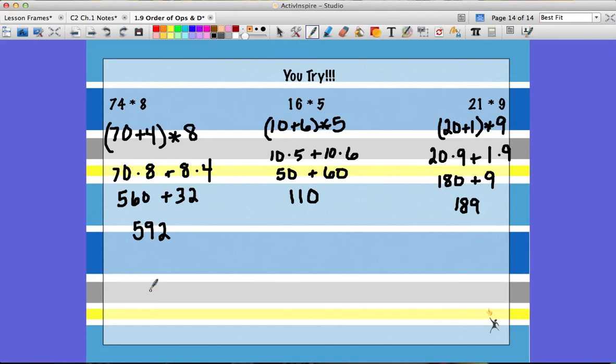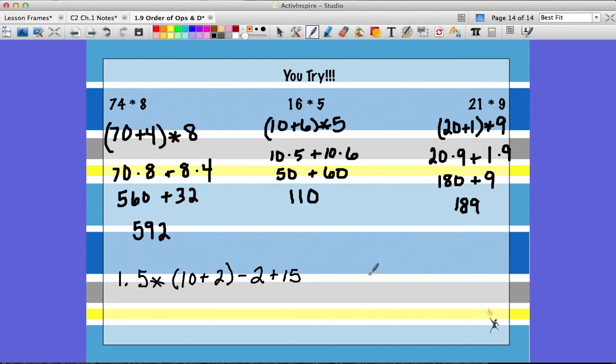Alright, so what I would like you to do in your post tonight on Edmodo, I'm going to give you a couple of problems to do. The first problem you're going to solve for me. Okay, so there's the first problem I would like you to solve.